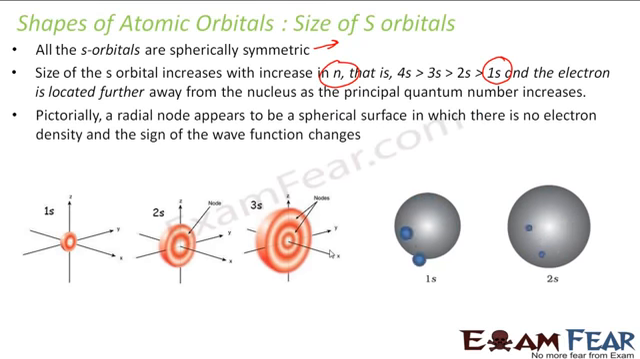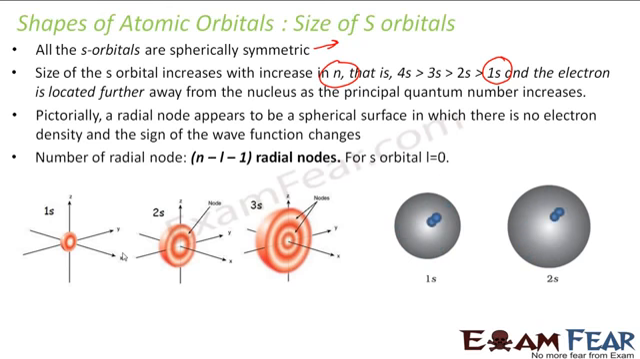And pictorially, we see a radial node appears as a spherical surface in which there is no electron density. The radial node, as I told, is where you don't have any electron density. The probability of finding the electron is very low. The number of radial nodes is n minus l minus 1. For an s orbital, l is 0, so the number of radial nodes is n minus 1.